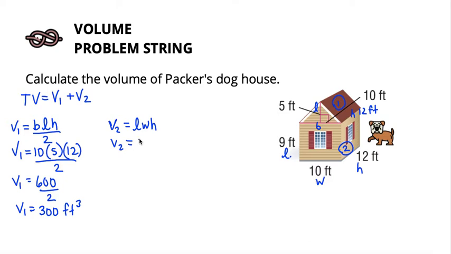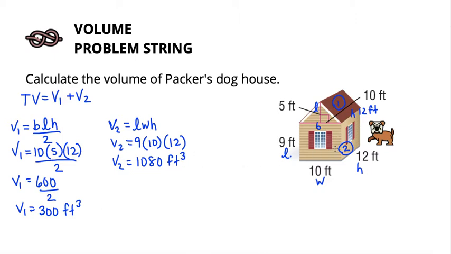So I'm going to calculate 9 times 10 times 12. And I can do this all in my calculator. I can multiply all three of those numbers together. 9 times 10 times 12 is 1,080. And my units are feet cubed.